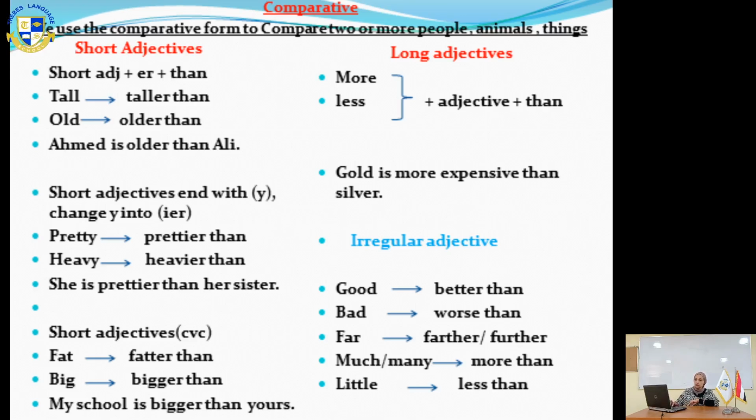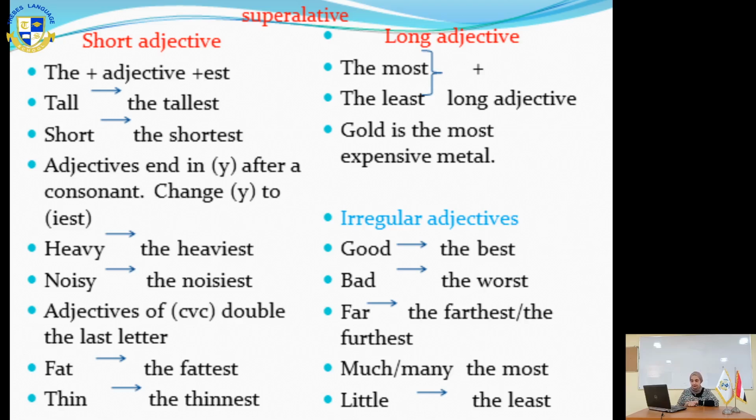Now, let's go to slide 3. What are we going to talk about here? We are going to talk about superlatives. What does superlative mean? It means that we are going to compare not only two things or two people or two animals. We are going to compare more than these.